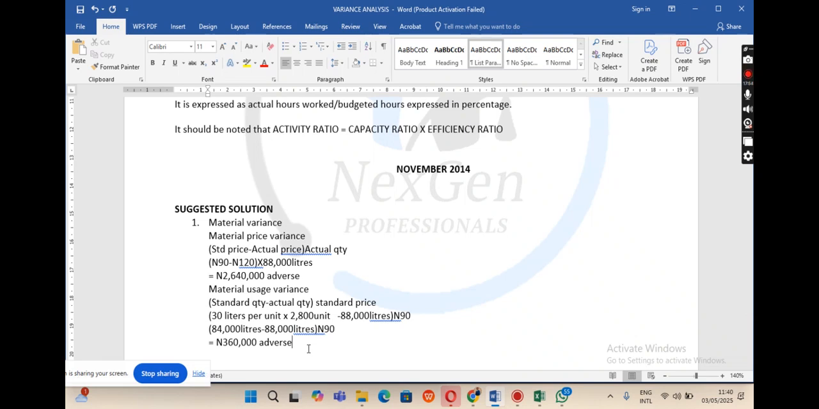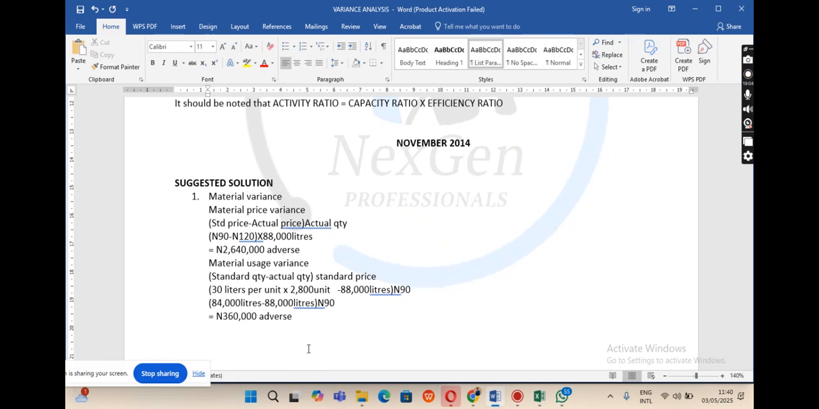Yes, sir. Okay, so I'm done with this. I don't need to do material cost because material price and usage will be equal to material cost variance. So what is the next variance we need to calculate? Labor, right? Yes, sir, based on the question, labor.